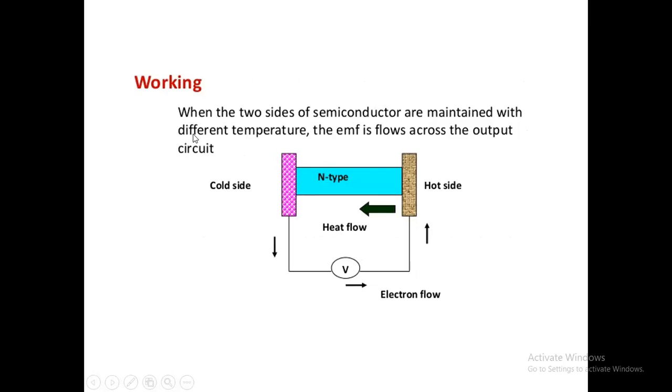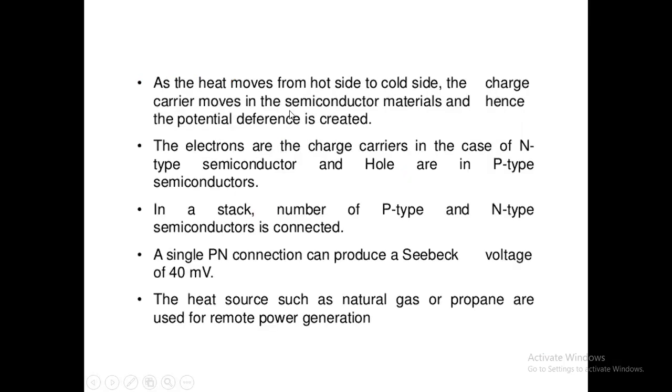Now coming to the working: when the two sides of the semiconductor are maintained at different temperatures, the EMF flows across the output circuit. Again, the figure shows the p-type and n-type connected in parallel. One side is the hot side and the other side is the cool side. Electricity is produced in the EMF form in between the substrates, as the flow of electrons. As heat moves from the hot side to the cool side, the charge carriers move in the semiconductor material and hence the potential difference is created.